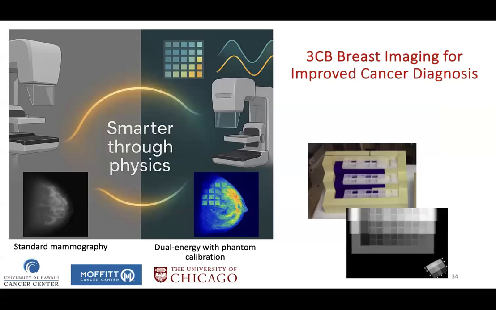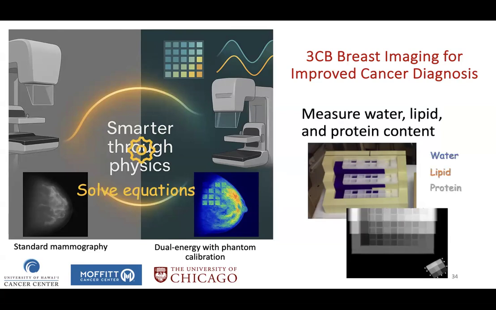It works using a step wedge and dual energy, and it first is calibrated with the phantom. Based on that, we can solve equations to measure water, lipid, and protein content of the image. And this would be done, we're doing it at the diagnostic stage, but you could see where this could go, and hopefully that's a later step for us to use it at screening.